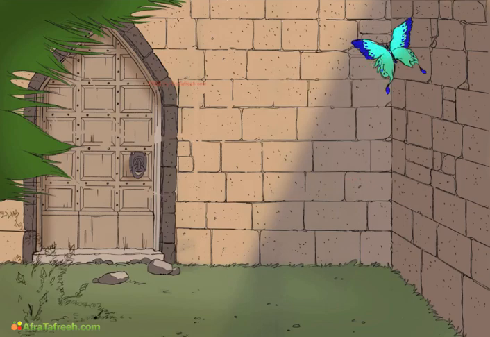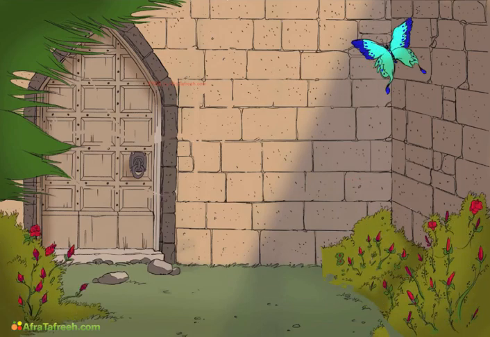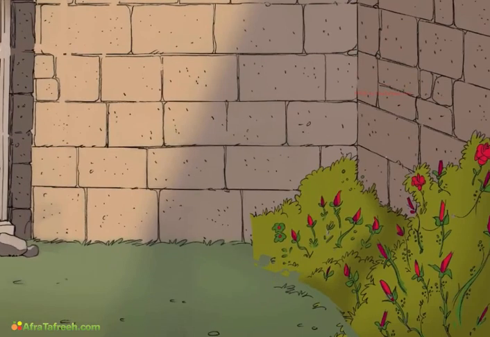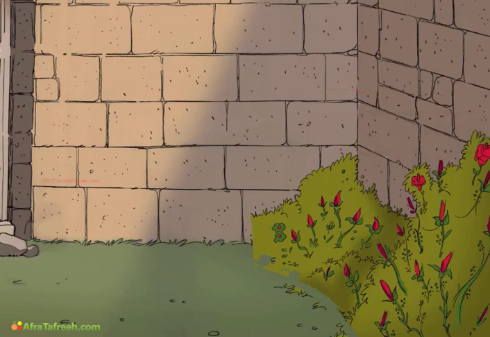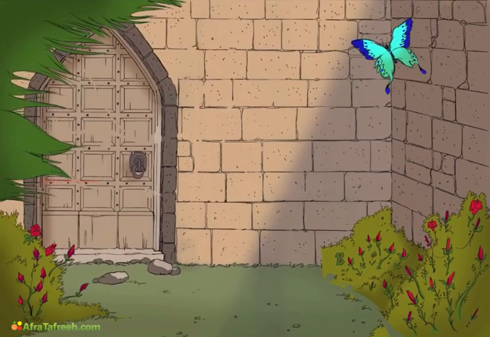We'll also draw in some branching rose stems to represent the branching hyphae of Sporothrix that you would see if you look at cultures grown at 25 degrees Celsius. Next, we'll draw the roses, which are more like rosebuds, really. And these rosebuds are supposed to represent, of course, rose gardener's disease. And we chose to make them look like buds to represent the cigar-shaped yeast that you would see under a microscope. So why rosebuds to represent cigars?